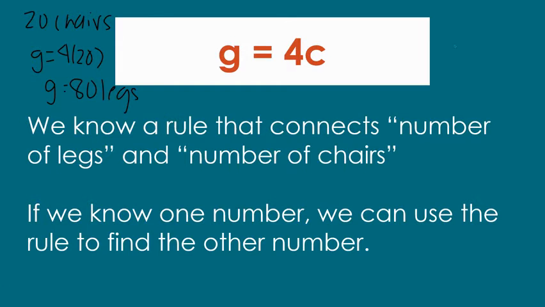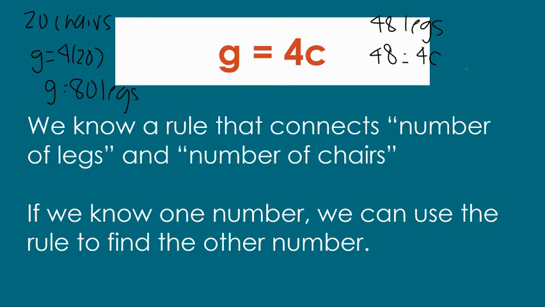But what if I'd had the opposite? What if instead I knew that there were 48 legs in this room, but I didn't know how many chairs? So I'm going to substitute now 48 for the letter G, because again, G represents the number of legs. And then I don't know how many chairs are in this room, so I have to leave it as 4C.